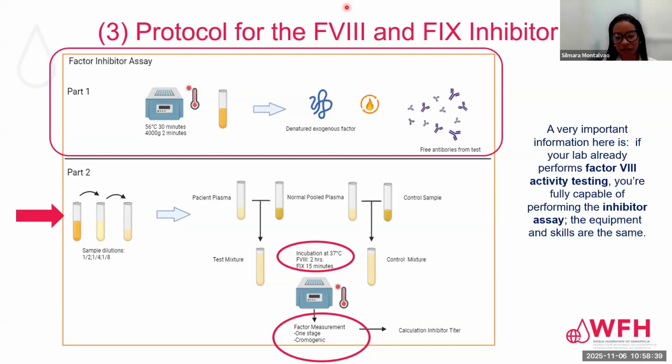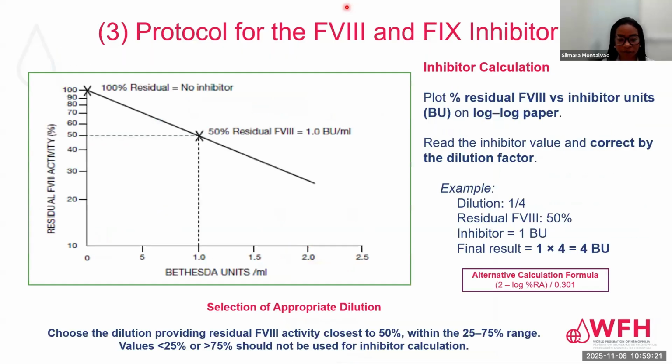A very important point that I would like to share with you is that if your lab is already performing factor 8 activity testing, you are capable of performing the inhibitor assay. We just need to understand the kind of buffer we need to produce. You have the equipment and the skills necessary to do the inhibitor assay. So I would like to ask you to try the inhibitor test if you already know how to do the factor assay.